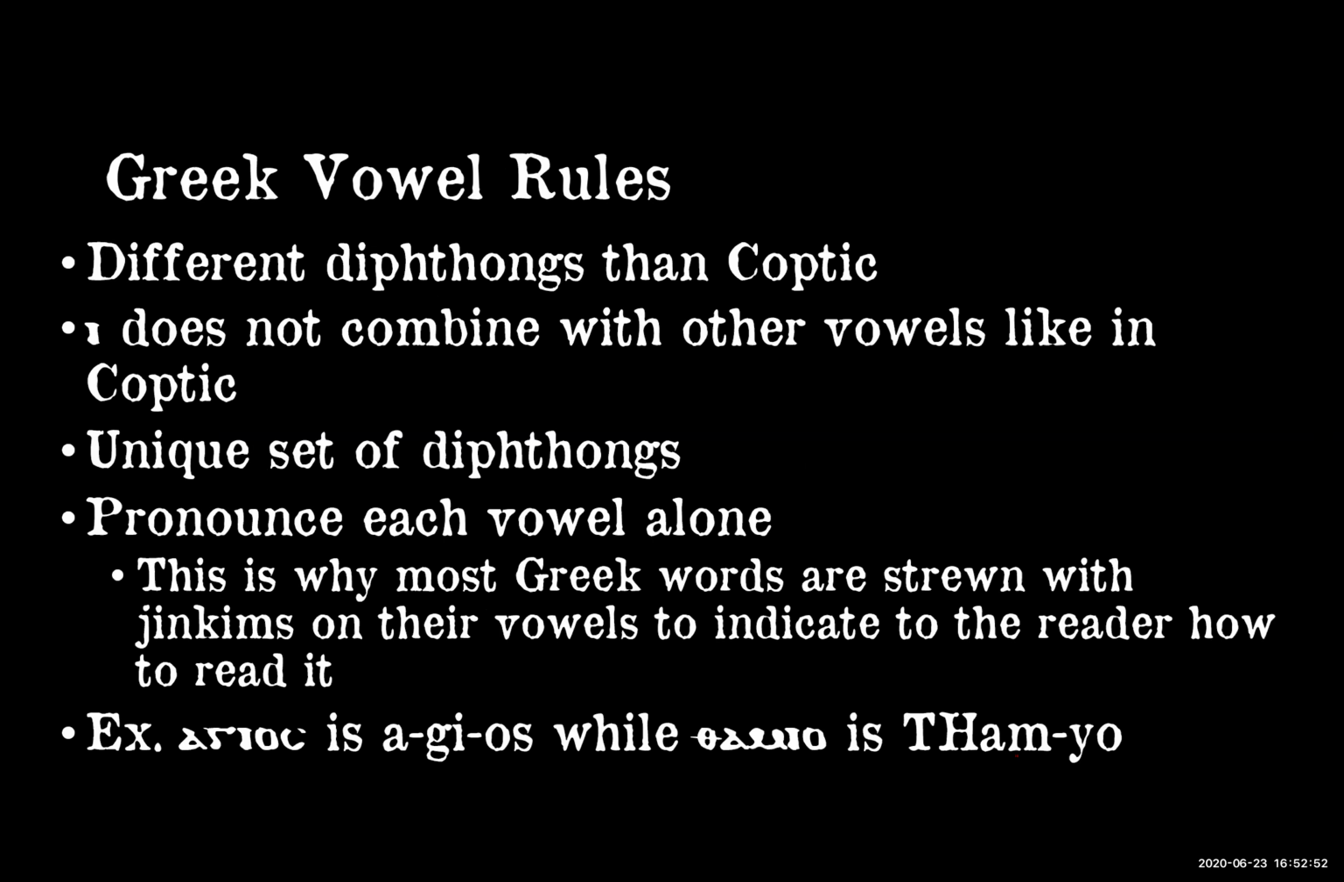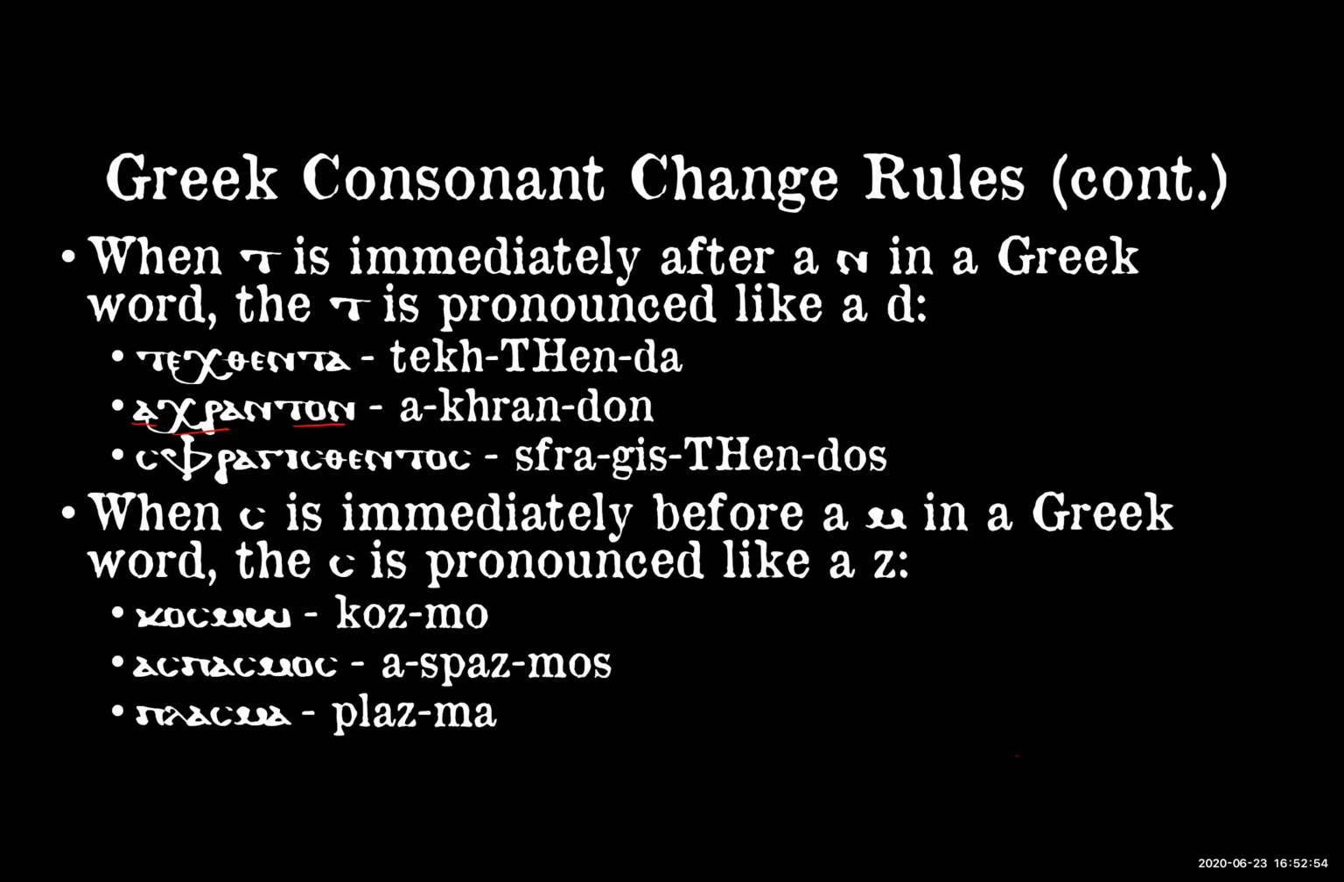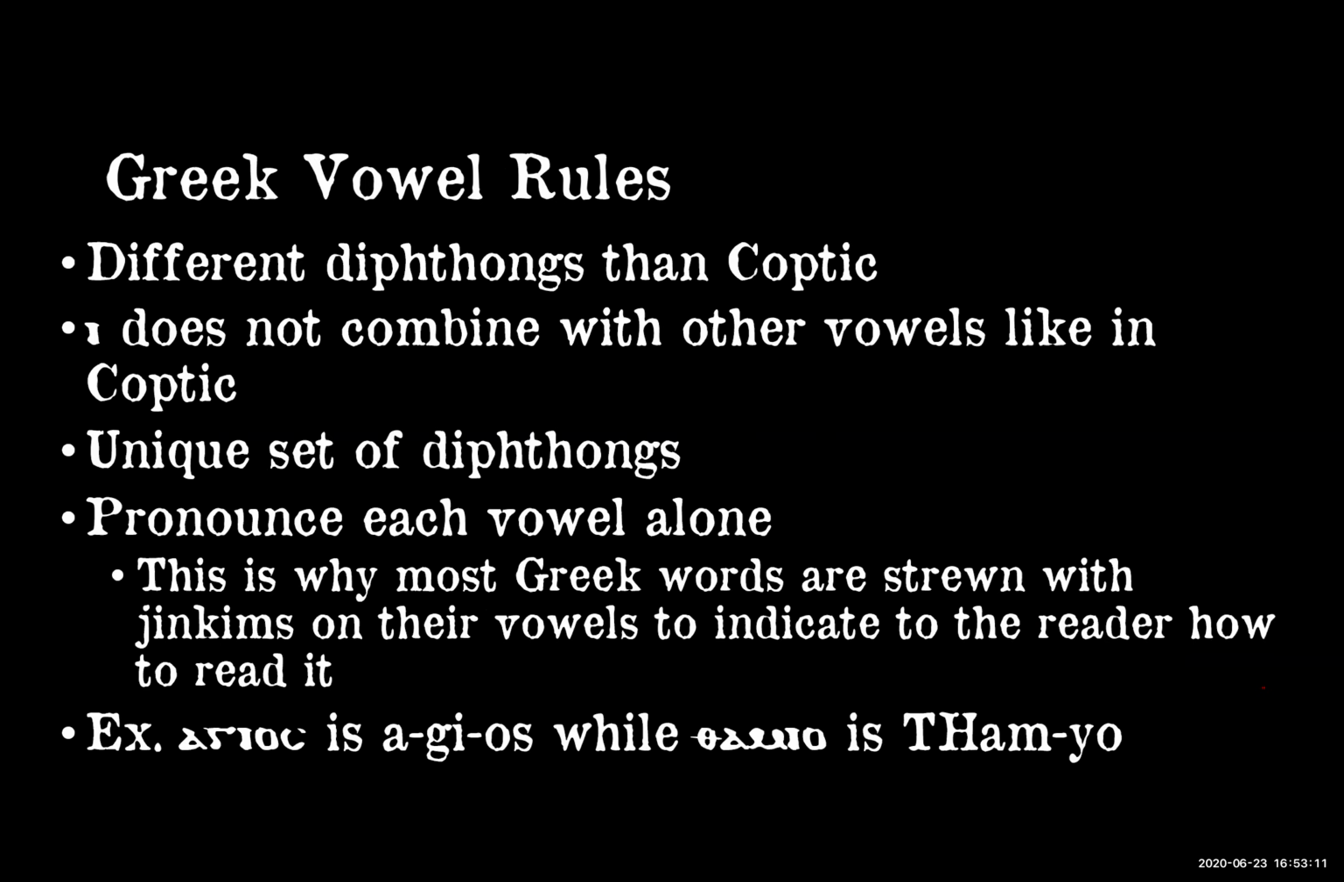So now we'll do vowel rules. So the consonants is just these two. The consonants is just this becomes that, and this becomes that. But the vowels are much more different than Coptic. So the Greek has different diphthongs than Coptic. So remember, a diphthong is two letters next to each other that make one sound.